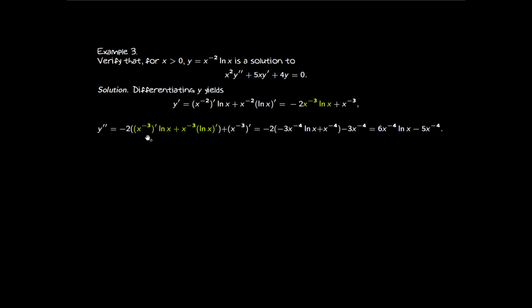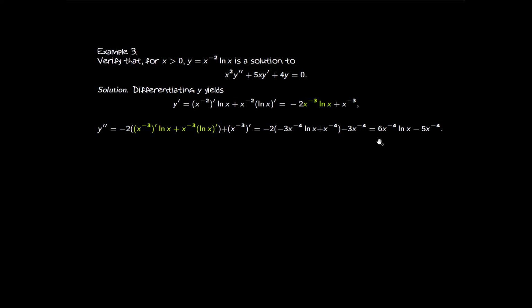So we're going to do the derivative of the first term times the second term, plus the first term times the derivative of the second term. And then you have to also do the derivative of the second term of the y prime by using the power rule and the derivative of natural log. We'll get this, this will be the y double prime.